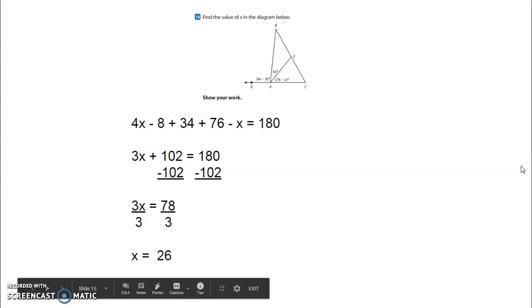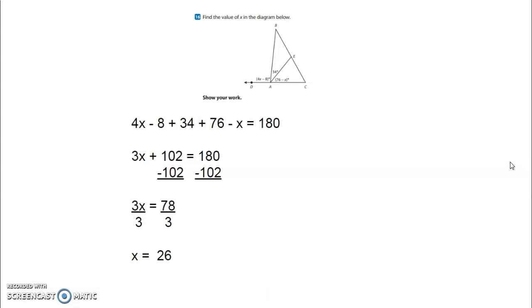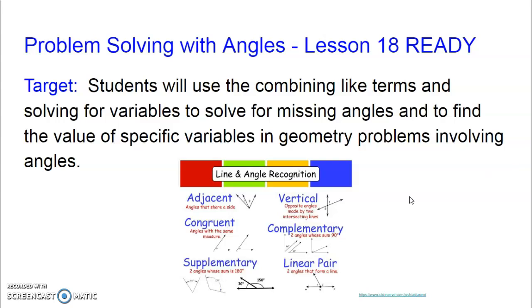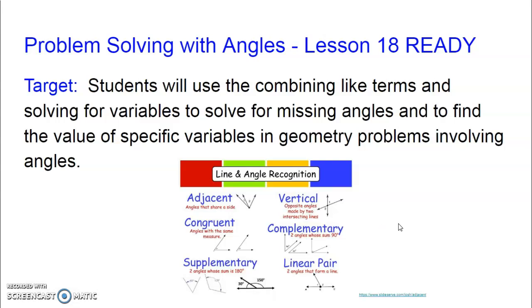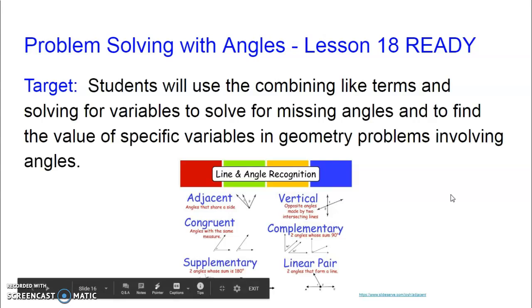All right, I'm hoping this makes sense to you. Let's just take a look at this. Did we meet our target today? Students will use combining like terms and solving for variables to solve for missing angles and to find the value of specific variables in geometry problems involving angles. I'd say we did. We learned a little bit about the term congruent, angles with the same measure, exactly the same is another way of putting it. We learned about the symbol for therefore, and we learned about a linear pair.